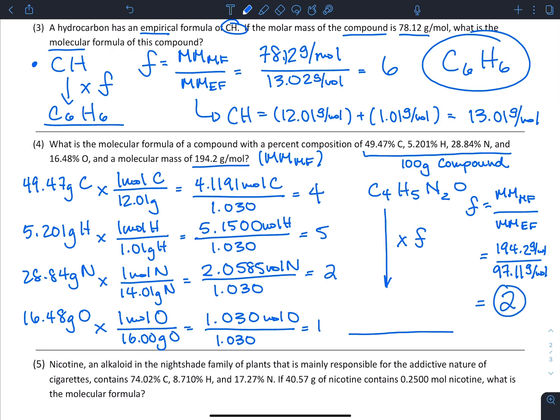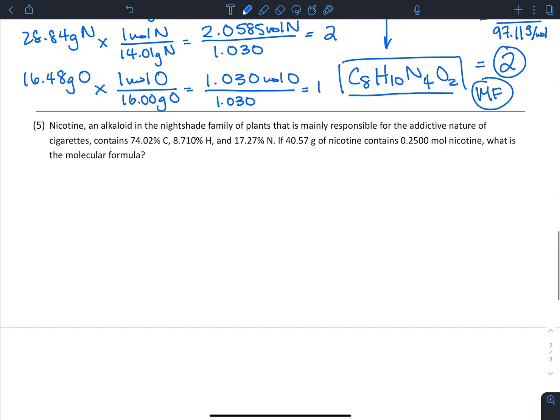So that means I need to multiply all of my subscripts in my empirical formula by 2. So I get C8H10N4O2. And that is my molecular formula for this compound. Okay? All right, last problem is down below.